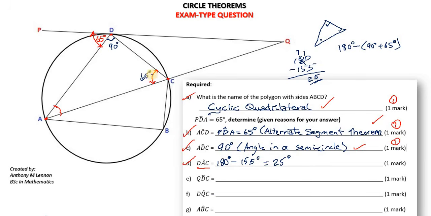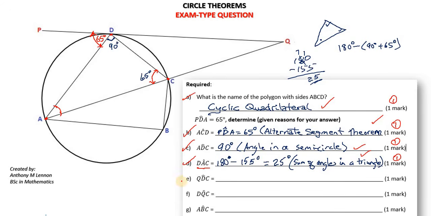But what's the reason for adding these two and subtracting from 180 again? Because the sum of angles in a triangle adds up to 180 degrees. So what we put here is: sum of angles in a triangle. All right, you can put equal to 180 degrees if you want to, but this is the reason given here why we're involved in the 180, why we add these two and subtract from 180. So if you have that, then that's a full mark.